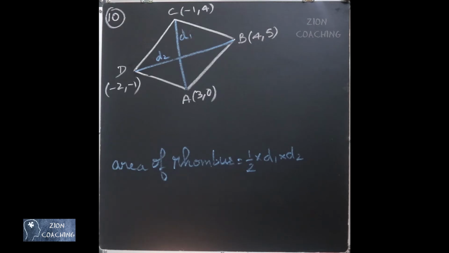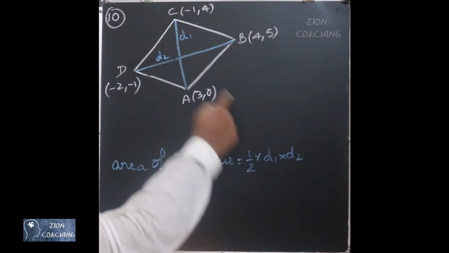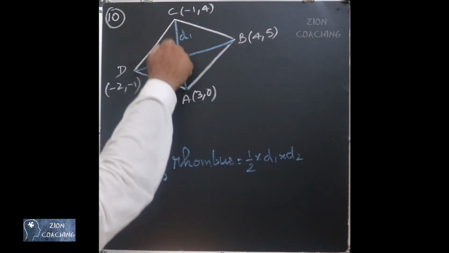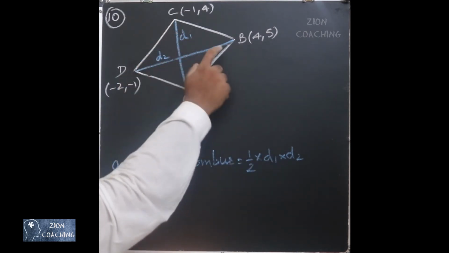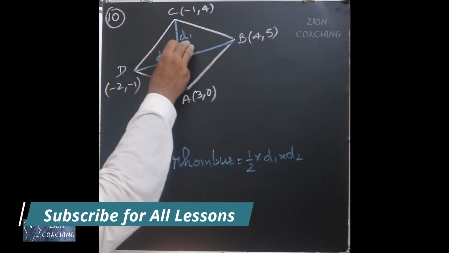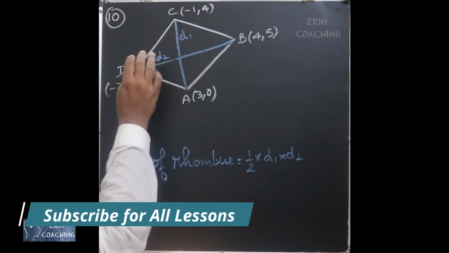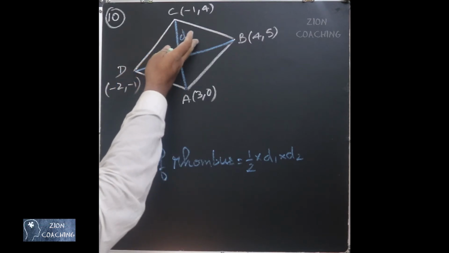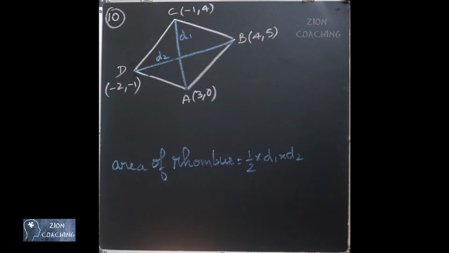You know that the area of a rhombus is given by half into the product of its diagonals. The diagonals of a rhombus are D1 and D2. The first diagonal is AC and the second diagonal is BD. I have named them for you to see. This diagram I have drawn only for your understanding. It is not necessary from an exam point of view. It is up to you to draw.